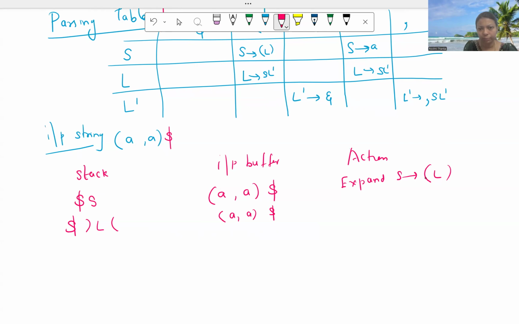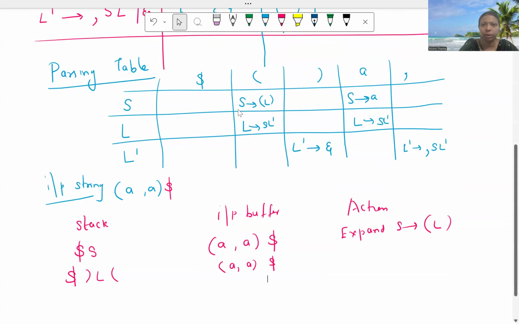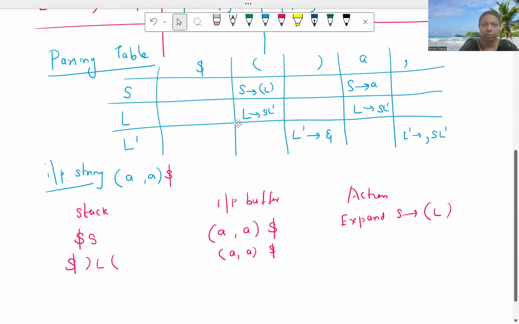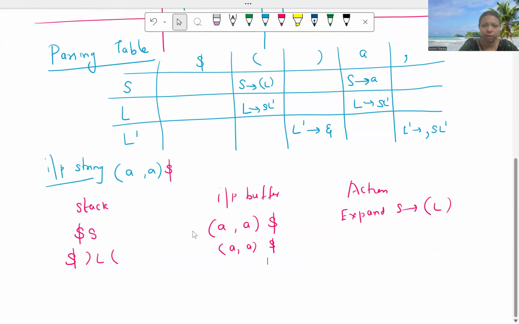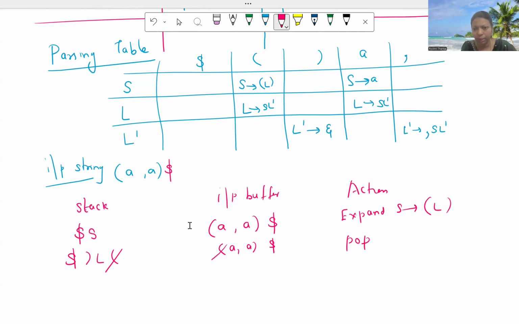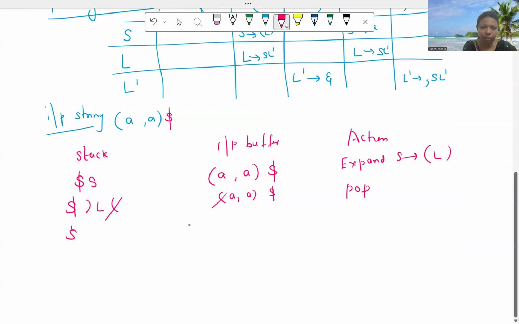Now, if you see the top of the stack and the buffer both are having the same symbol. So, because of that, what we have to do is cancel it. We have to pop it out. So, what to do further? This one and this one will be popped since both are matching, right? And now pop. So after you pop it, what will be there in the stack here? Open parenthesis L. Here we have A, comma A and dollar.